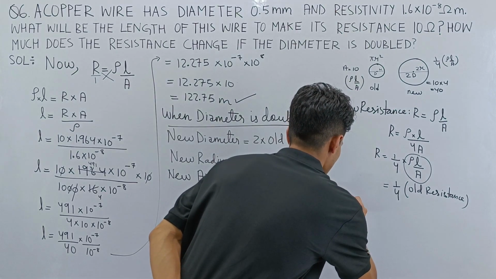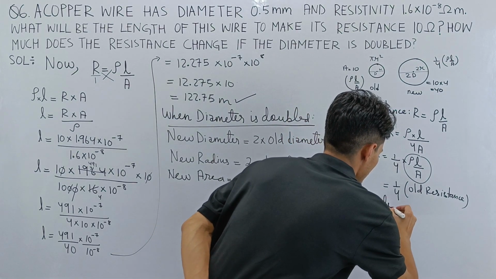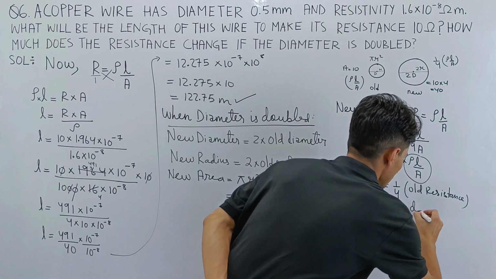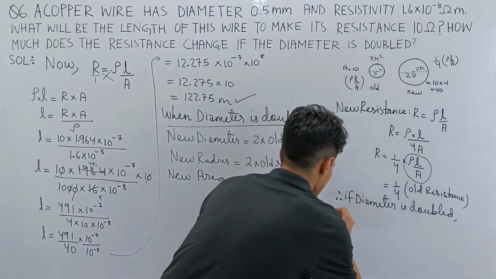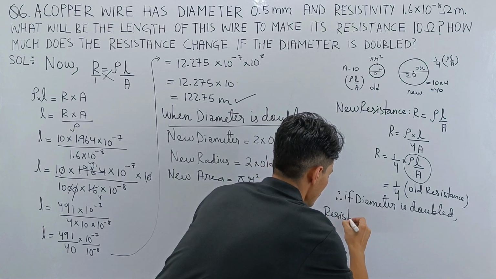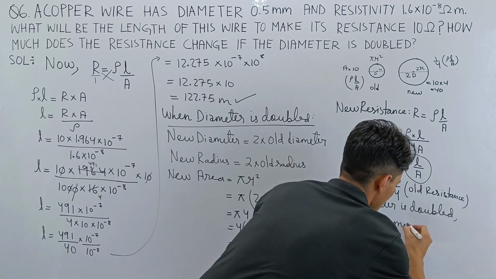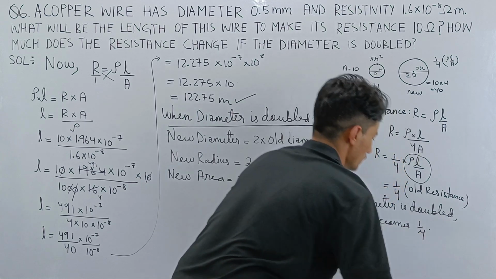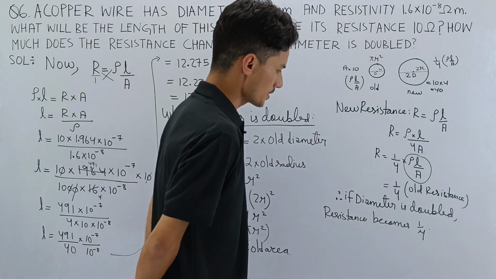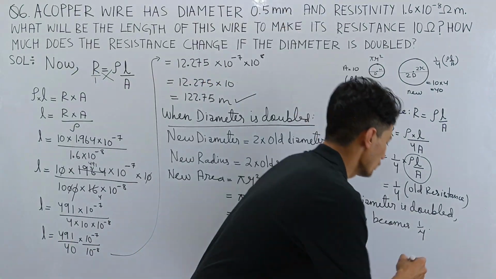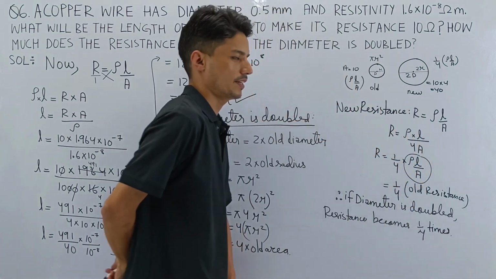Therefore, if the diameter is doubled, resistance becomes 1 by 4. This is the answer. If the diameter is doubled, resistance becomes 1 by 4 times. We can write it like this.